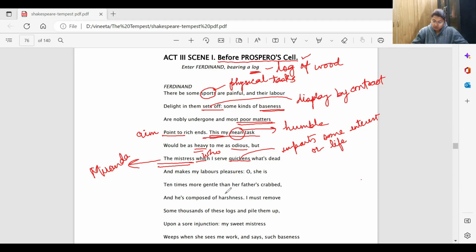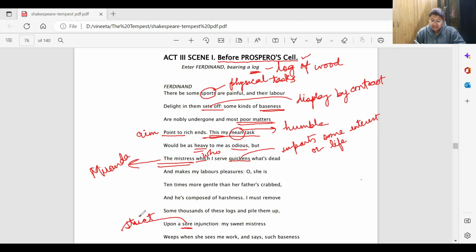I must remove some thousands of these logs and pile them up upon a sore injunction. I must remove. Now he is telling the condition. It is a condition for him. He says, I have to remove some thousands of these logs of wood and pile them up at a certain place upon a sore injunction. Sore is strict, injunction is punishment.